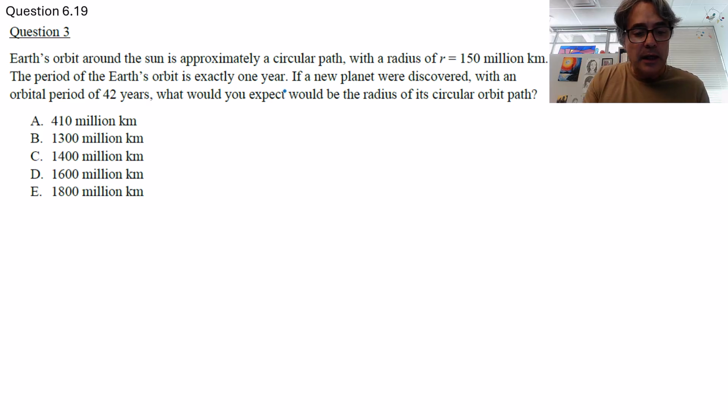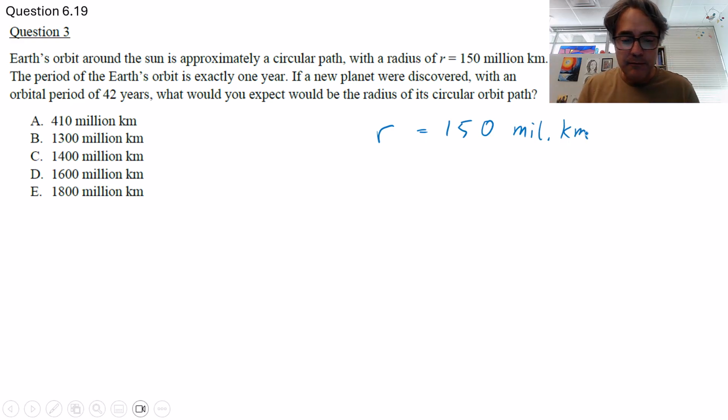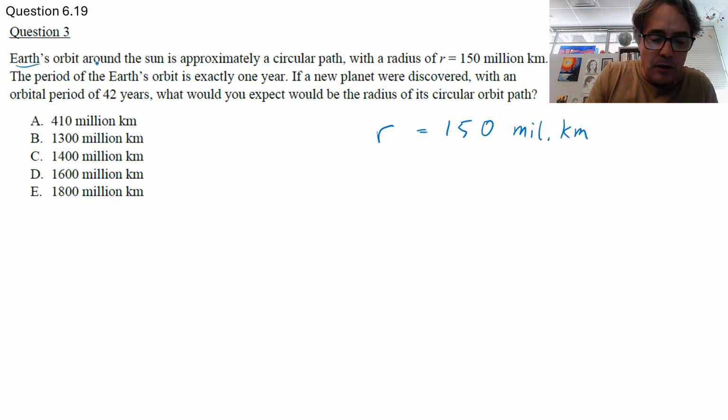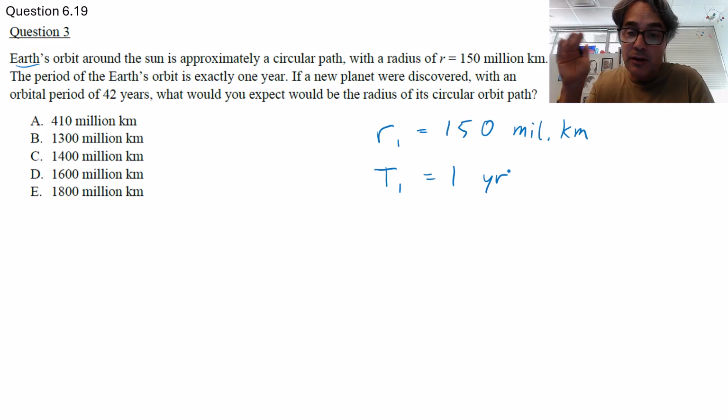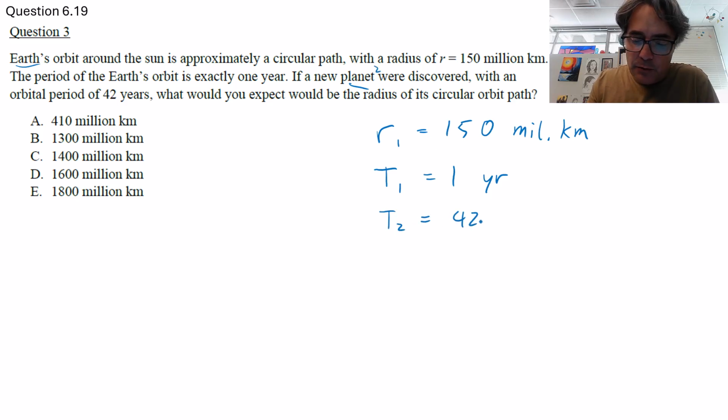Earth's orbit around the Sun is approximately a circular path with a radius of 150 million kilometers. All the answers are in million kilometers, so I'll just call it MILKM because that's what I'm going to give the final answer in. And I think I'm going to call this Earth Object 1. And it says that the period of Earth's orbit is 1 year. So again, I'm not going to convert to SI units, we're just going to keep it in these crazy units. If a new planet were discovered, Object 2, with an orbital period of 42 years, then the question is, what is its radius of its circular path?